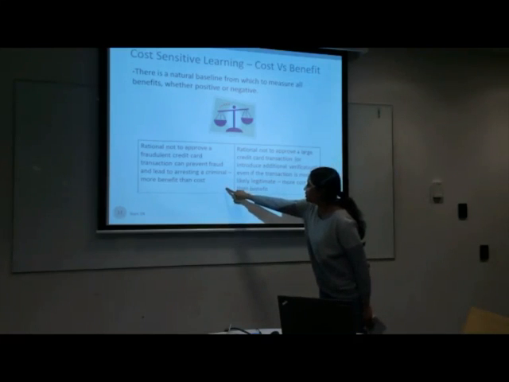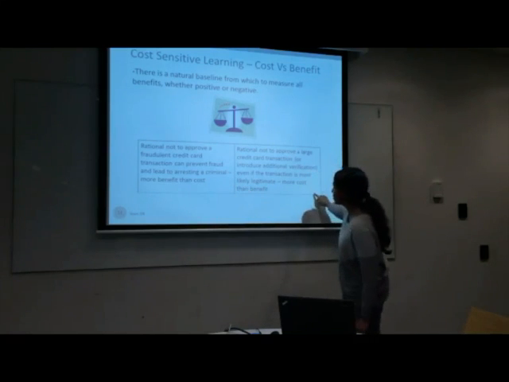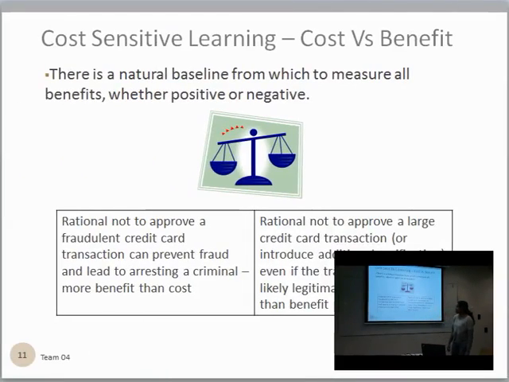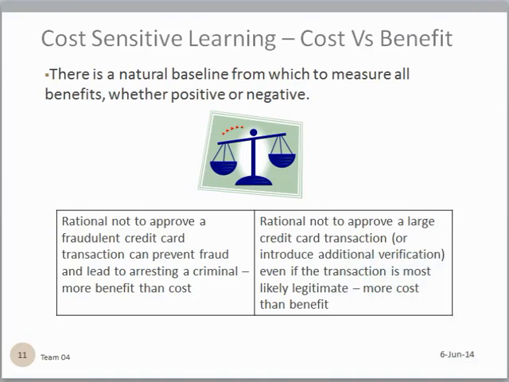This column refers to benefit and this column refers to cost. It's rational to not approve a fraudulent credit card transaction, since it can prevent fraud and lead to arresting a criminal, more by benefit than cost. It's rational not to approve a large credit card transaction even if the transaction is most likely legitimate. That's more cost than benefit.